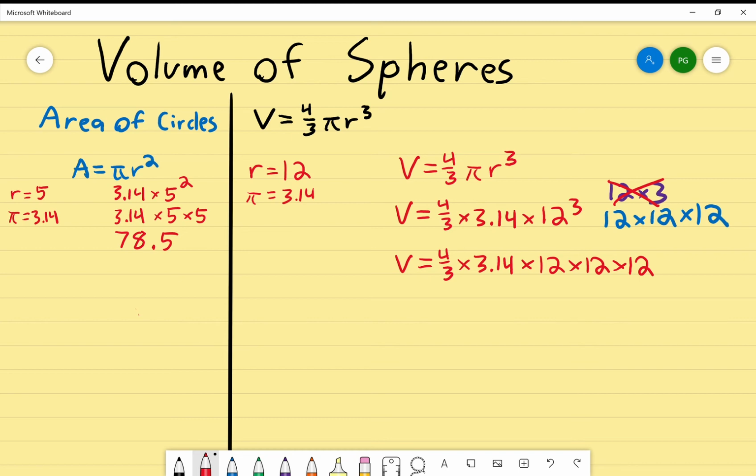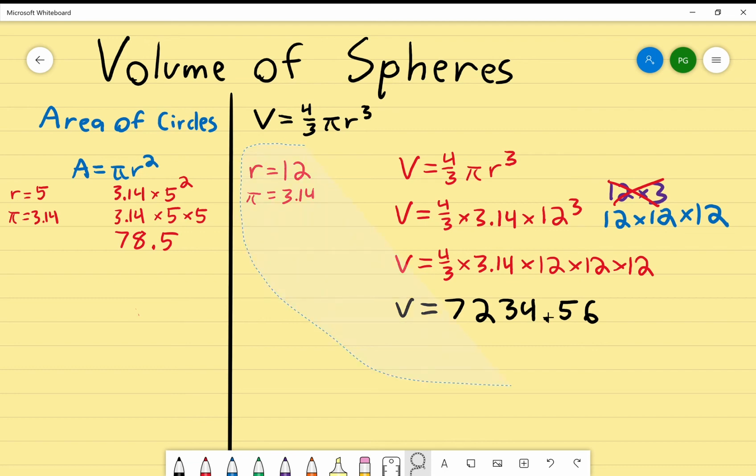4 over 3 times 3.14 times 12 times 12 times 12. Your final answer should be volume equals 7,234.56. Excellent. And guys, I encourage you to do this on the fraction calculator you find on Google. Try and do this with me to see if you get the same correct answers.